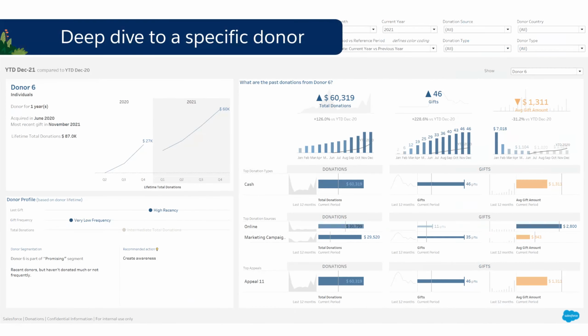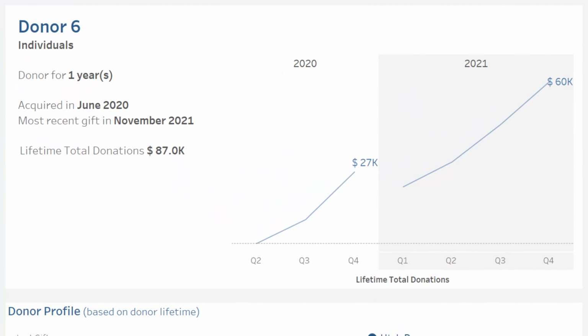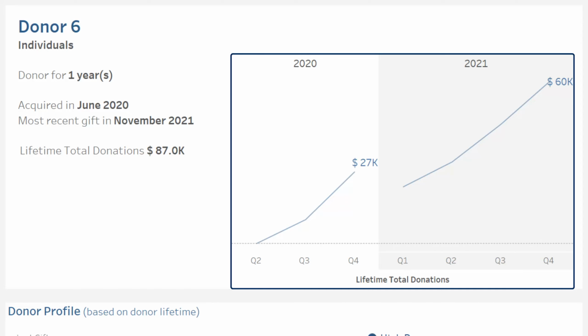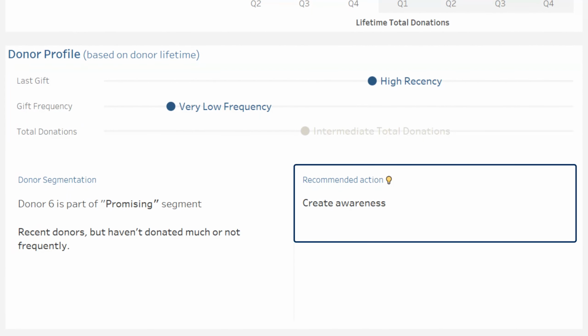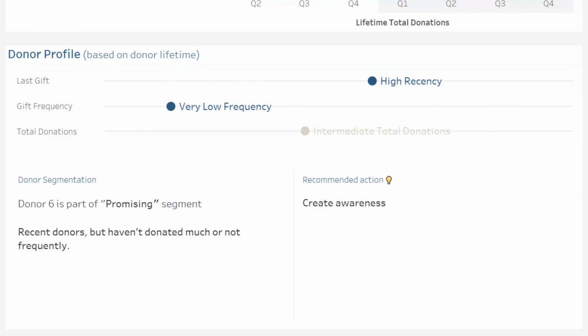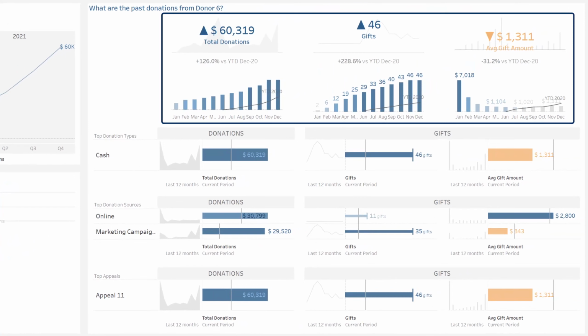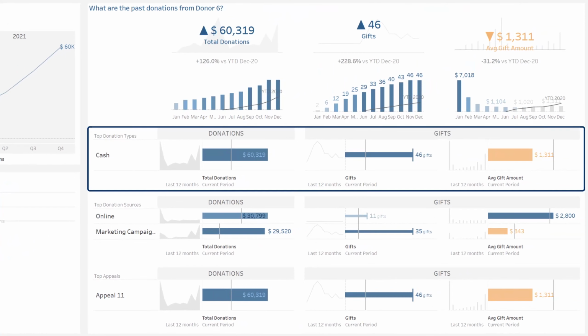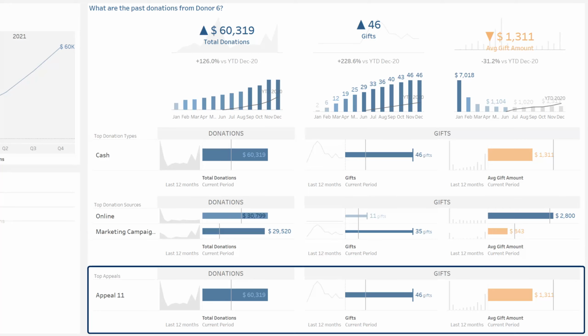Let's now deep dive into a specific donor. At the top left, general information about this donor and his lifetime donations. Below, the profile of this donor and the next best marketing action to engage. Finally, at the right, the KPIs related to this donor, with top donation types, top sources, and top appeals he participated to.